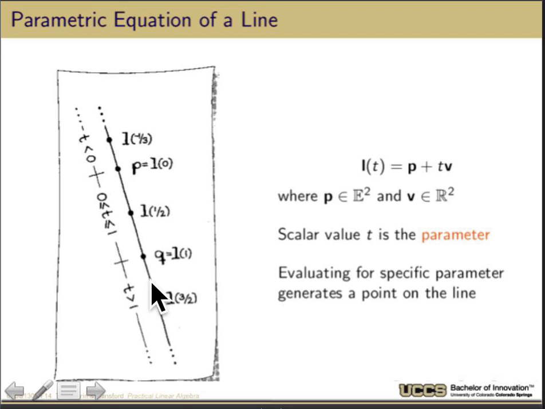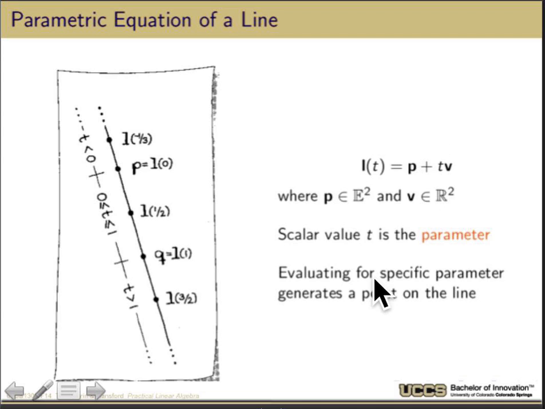So I can start at some point p, and that's the same as having t equals 0. I can make t equal minus a third, or make t equal 1, and I get from p to q, right? Where q is the point such that q minus p equals v.